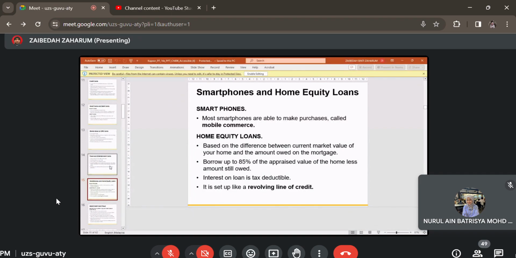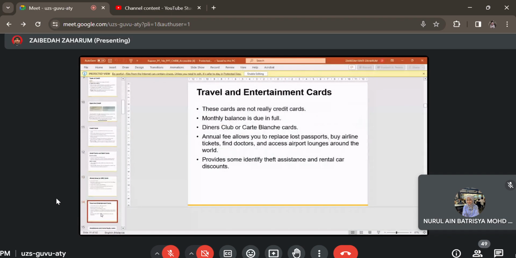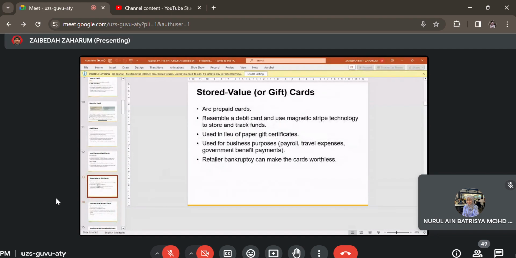Tapi macam kalau katakan open end credit tadi tu, close end credit. Kalau open end credit tadi tu more to the pinjaman ataupun kredit yang less than 1 year lah. Okay, yang selalunya macam to the credit card, debit card, charge card, okay. And then kita ada apa lagi, store value or gift card, travel entertainment card. Okay, travel entertainment card lebih kurang macam charge card lah. Ini tadi store value or gift card ni tadi is more to the retailer card. Okay.